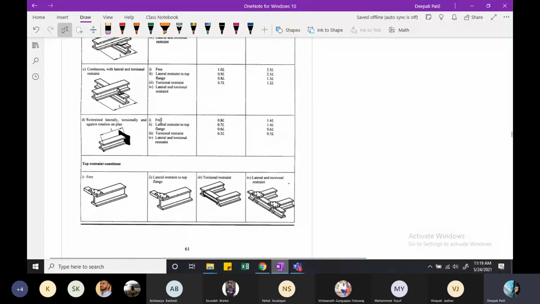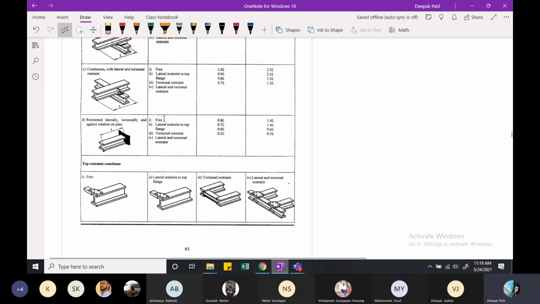You can see the cantilever beam comes under the category D, right? If it is free at one end and fixed at the other end, you have to take it as 0.8 times L. This is our case. If the lateral restraint at the top is given, you have to take it as 0.7 L. If the torsional restraint is given, you have to take it as 0.6 times L. And if lateral and torsional, both the restraints are given, you have to take it as 0.5 times L.